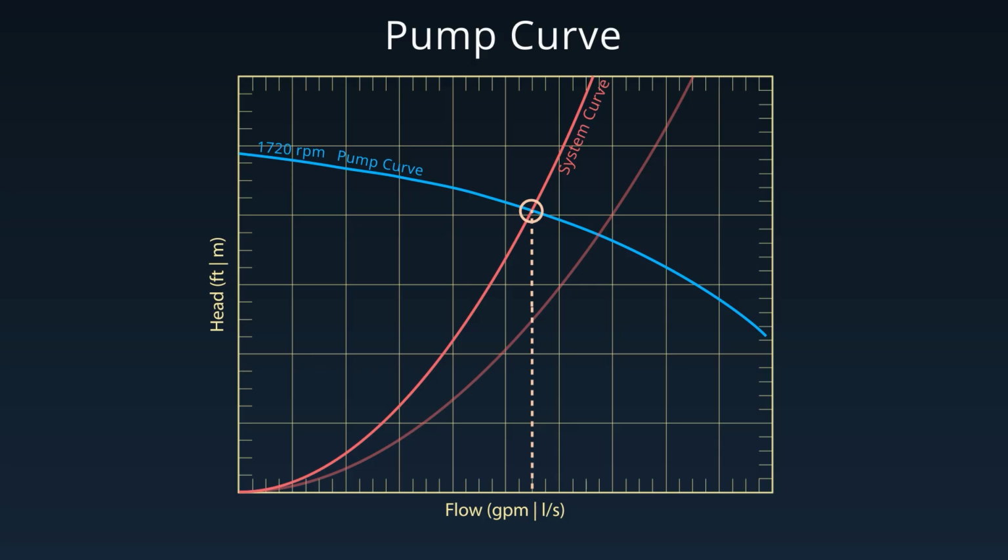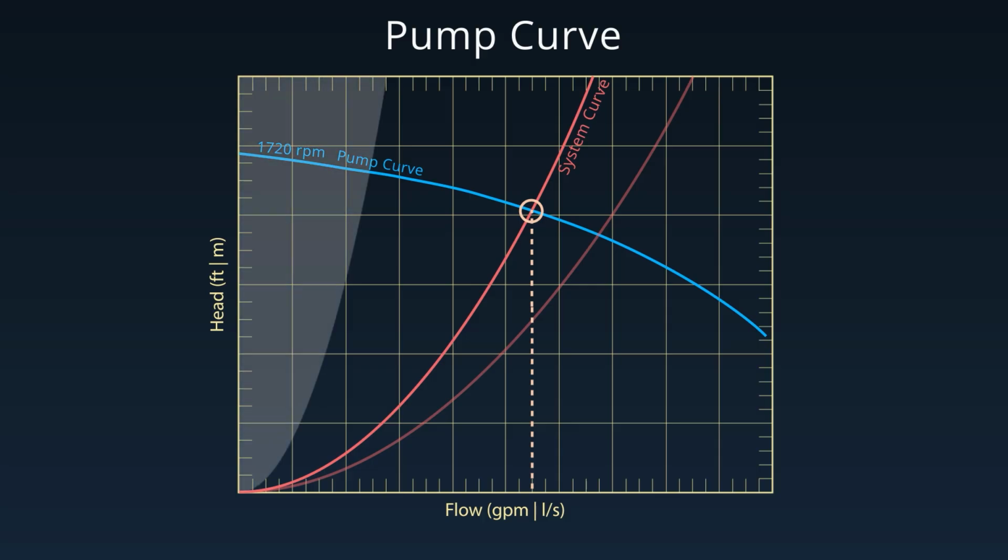In pump curves, there is also a highlighted or gray region on the far left side. This region represents unstable operation at very low flow rates, and pump operation in this region is not desirable.